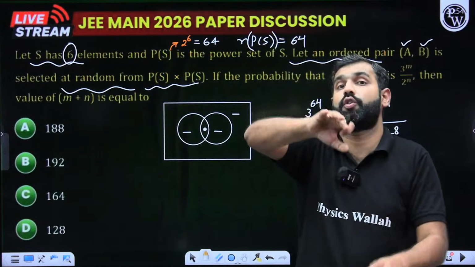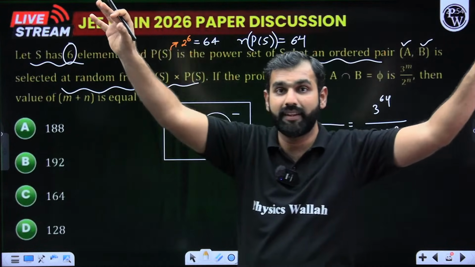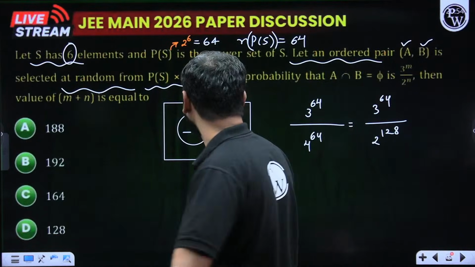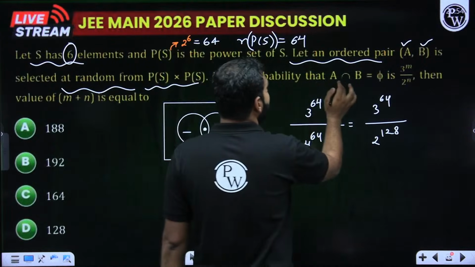So 64 into 64 possible relations will be there, and 2 to the power 64 into 64 will be the total number of relations. That is not a matter of concern. What are we solving here? Probability that A intersection B.